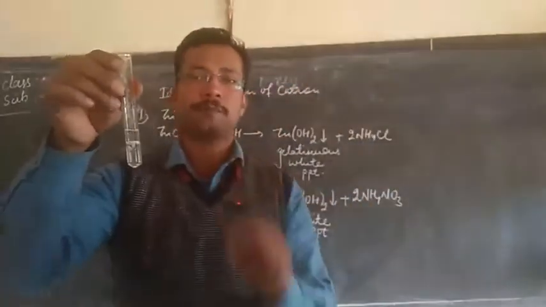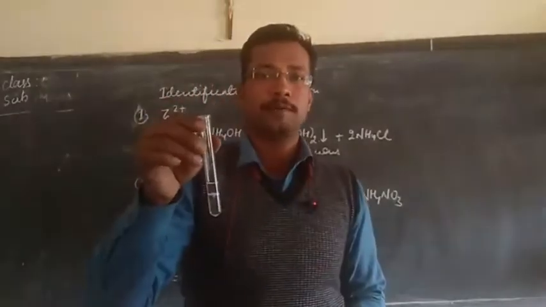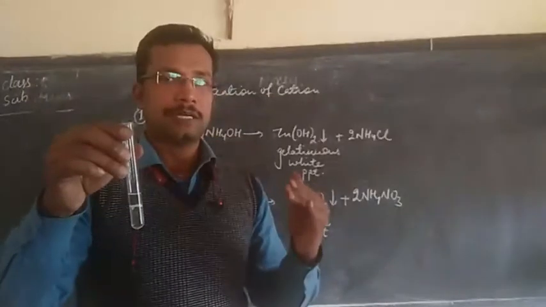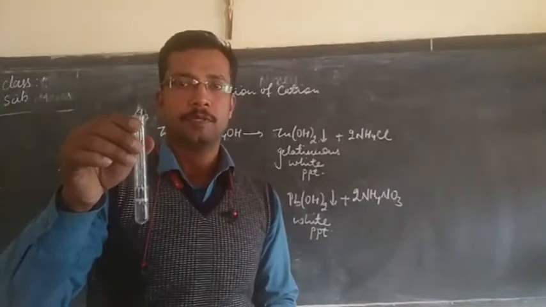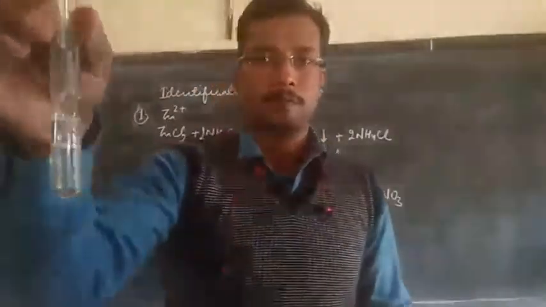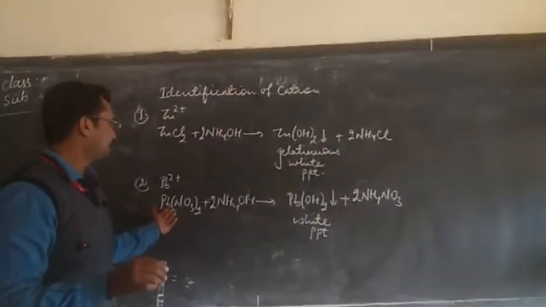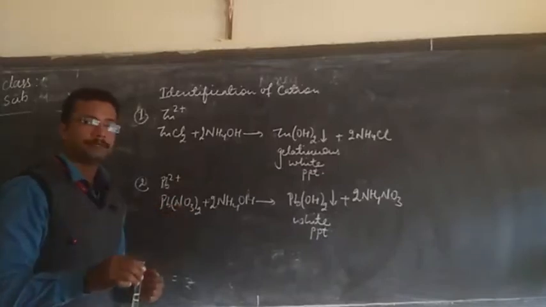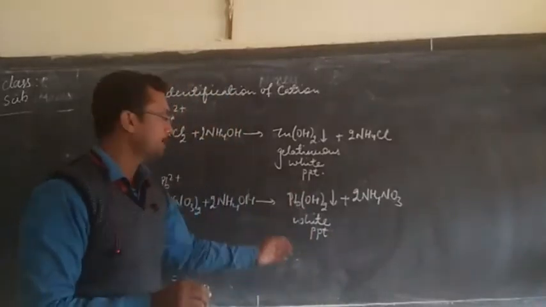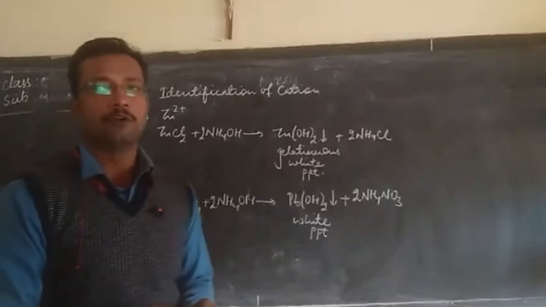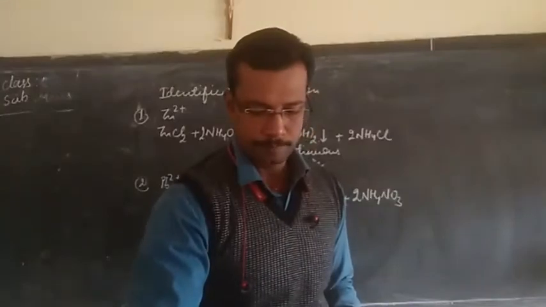So this gelatinous white precipitate indicates that the salt taken in the solution is zinc chloride, and also it has the ion called zinc ion present in it. Next we are going to have one more test by taking lead nitrate, and this will also form a white precipitate of lead hydroxide, but this white precipitate will not be as thick as this. So let us see that also.